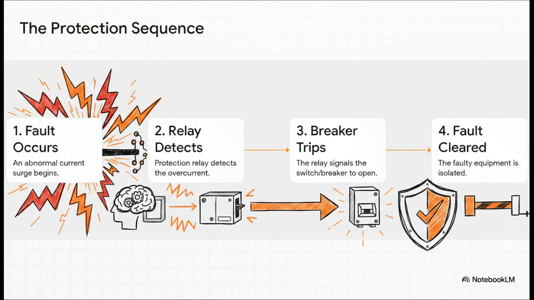You know, when a fault happens, this incredibly fast, automated sequence of events just kicks right in. First, the fault occurs. Instantly, a protective relay, which is like the brain of the system, detects that huge surge of current. That relay immediately sends a trip signal to a circuit breaker. The breaker then physically opens up, interrupting the flow of current and isolating the faulty part from the rest of the system. And this all happens in just a fraction of a second.